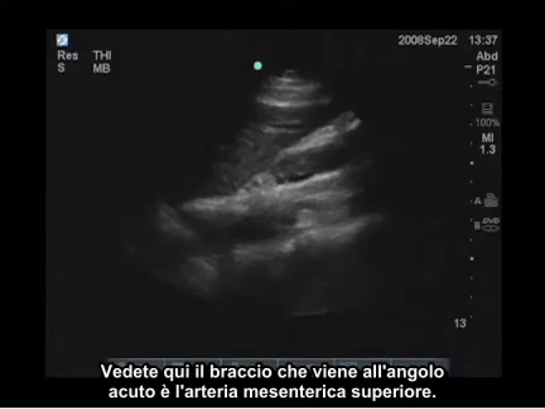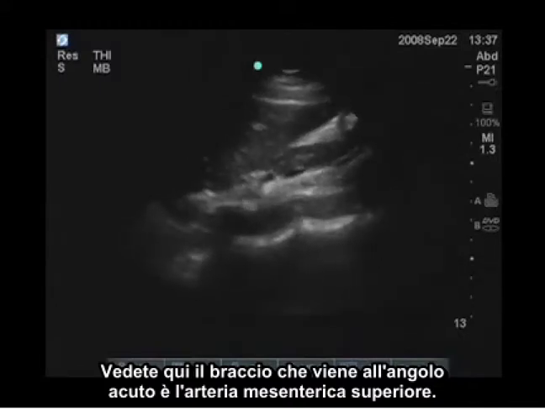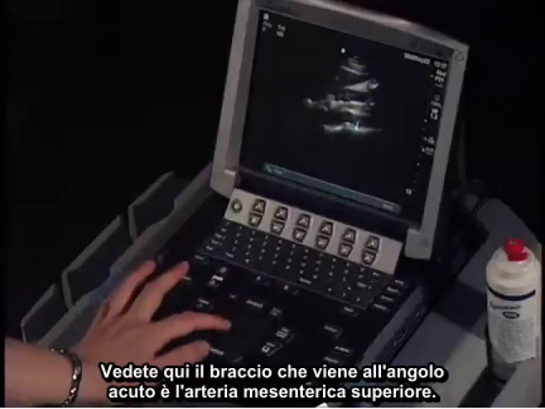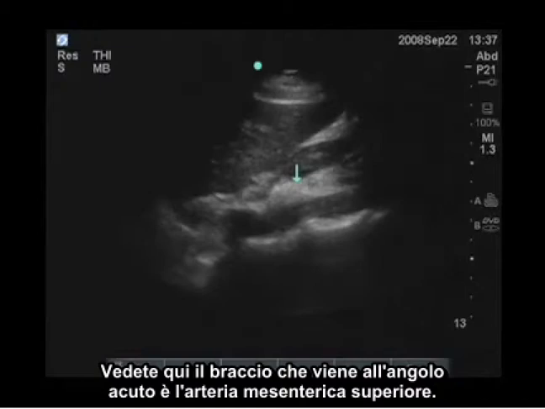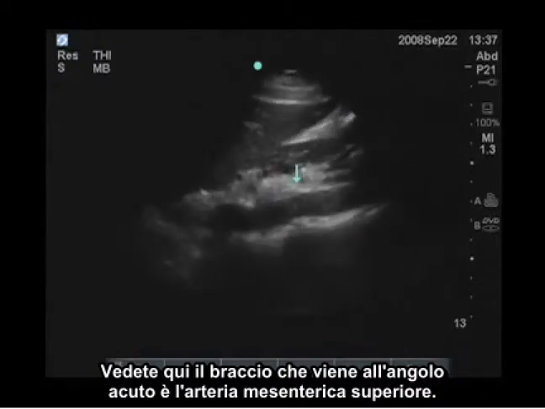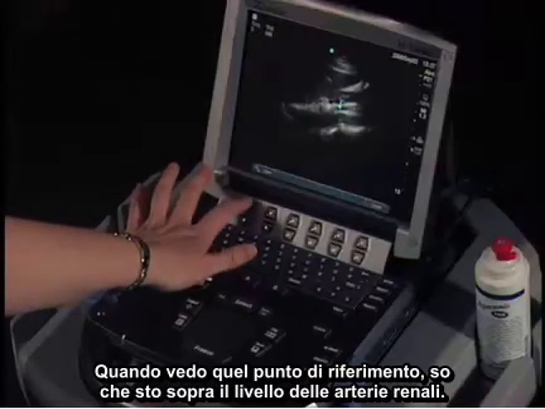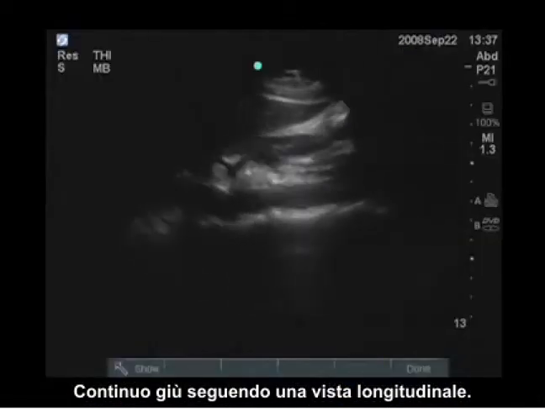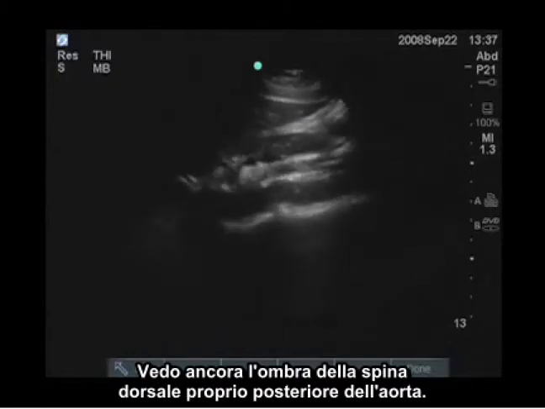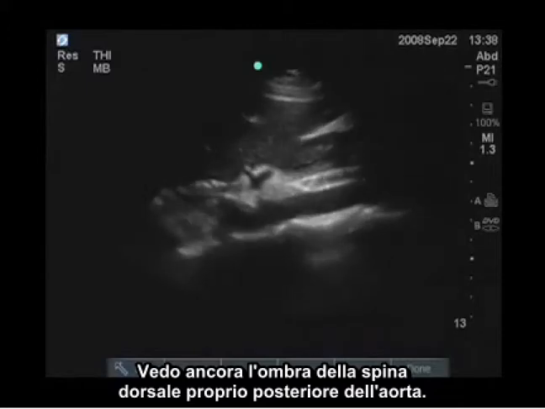The branch that I'm seeing here coming at a shallow angle is the superior mesenteric artery. So I know I'm above the level of the renal arteries when I see that landmark. I'm going to continue down, following it in a longitudinal view. And again, I see the shadow of the spine directly posterior to the aorta.